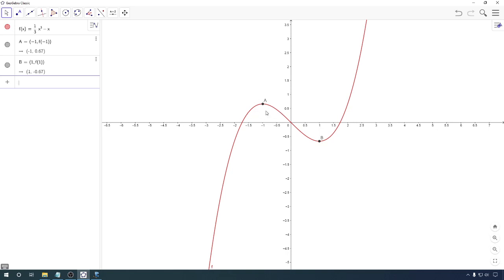But in a region, say from negative 1.5 to negative 0.5, A is our highest point. If we only look at that little section, we do have a highest point here. It is the maximum on that interval, and that's what we're trying to find.